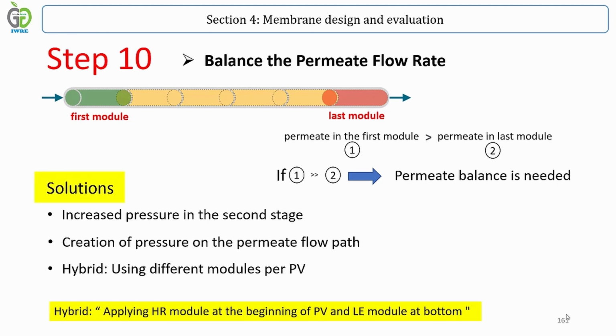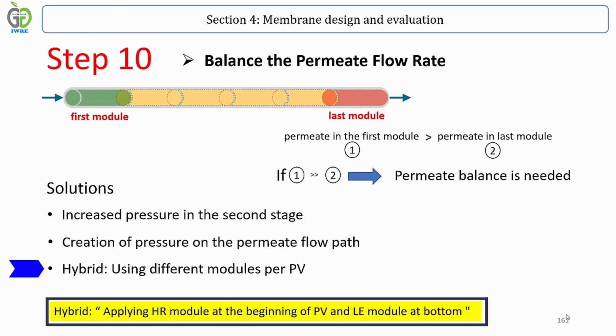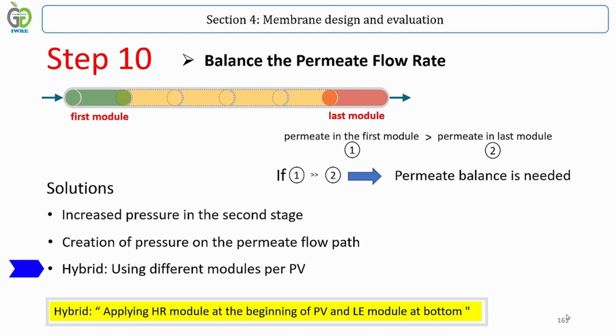This can be achieved by the following means: boosting the feed pressure between stages, applying a permeate back pressure only to the first stage of a two-stage system, and in a hybrid system using membranes with lower water permeability in the first positions and membranes with higher water permeabilities in the last positions, such as high rejection seawater membranes in the first and high productivity seawater membranes in the second stage of a seawater reverse osmosis system.